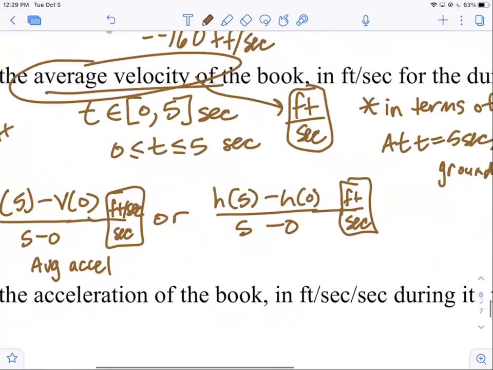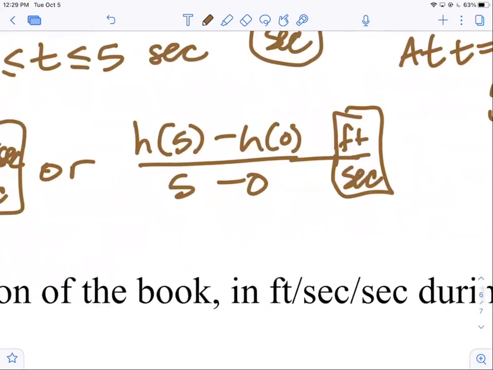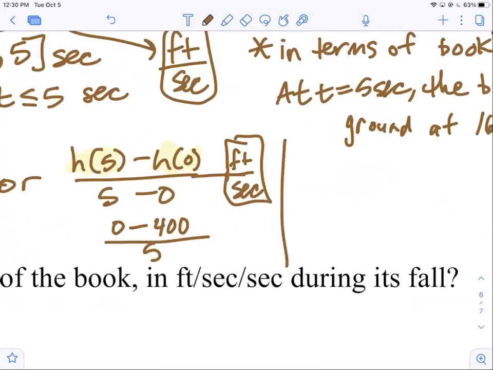So remember that before calculus, people couldn't even figure out the velocity equation from the height equation. So doing the first one wasn't even an option. So we're going to do the change in height. So what was the height at 5? It was 0, right? It hit the ground. Minus, what was the initial height at 0? 400. What was the change in time? 5, right? So if we calculate that, we get negative 400/5, which is negative 80 feet per second.